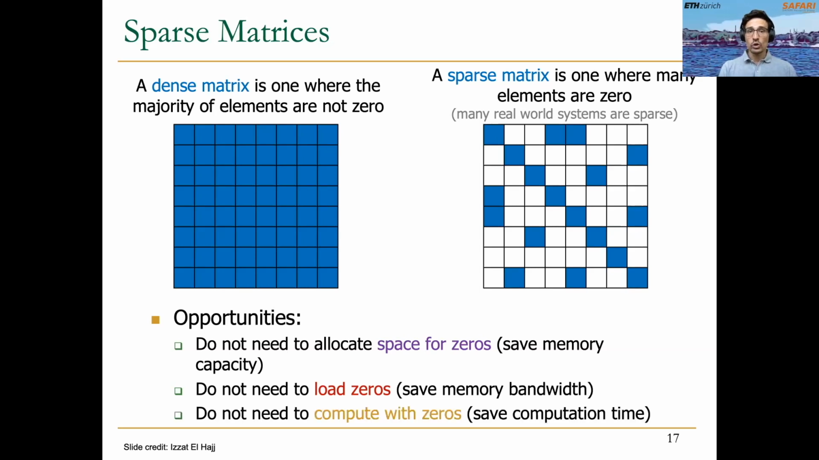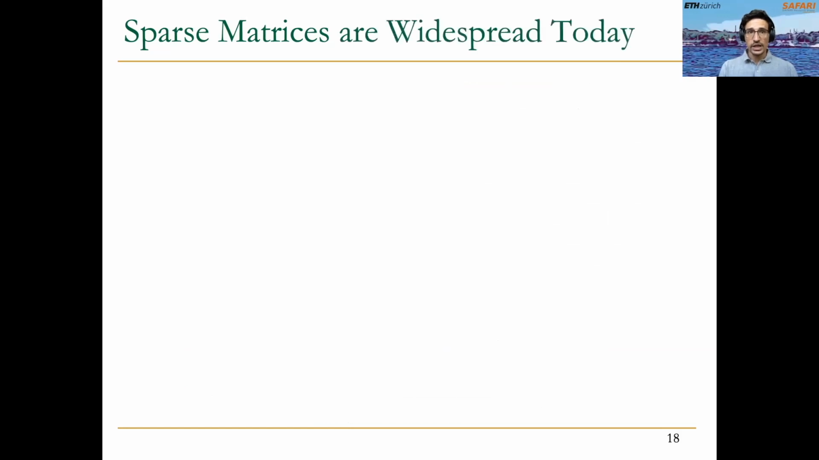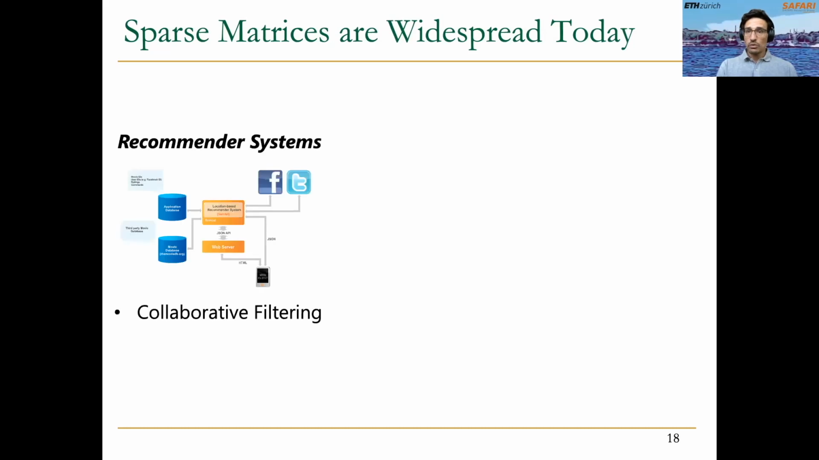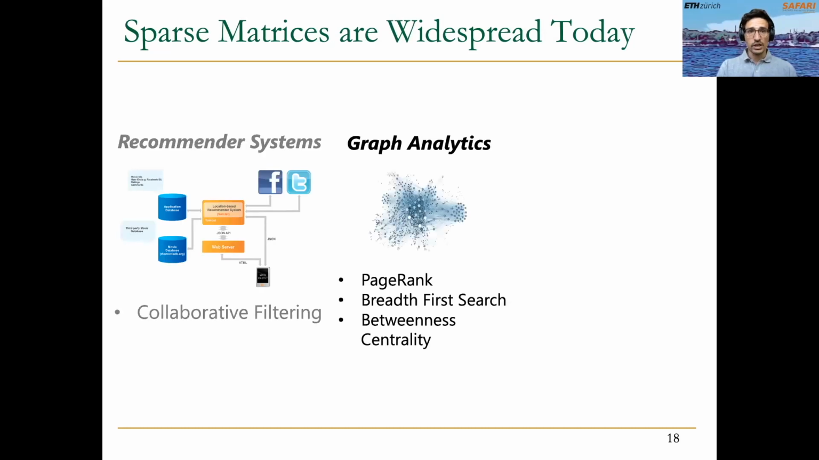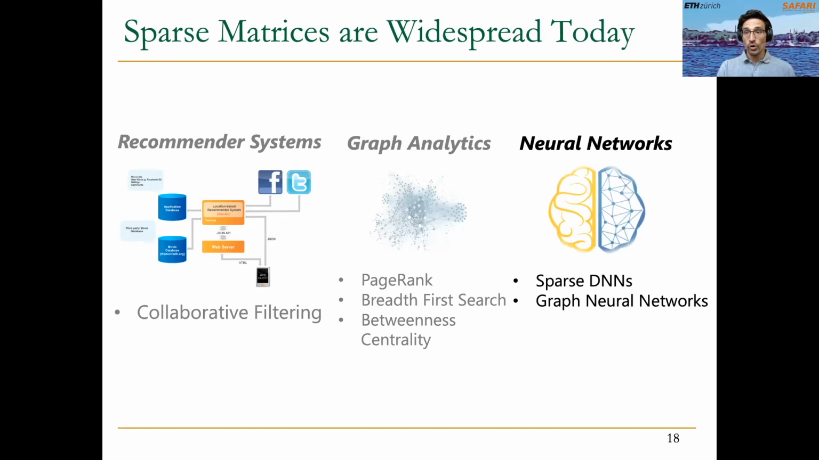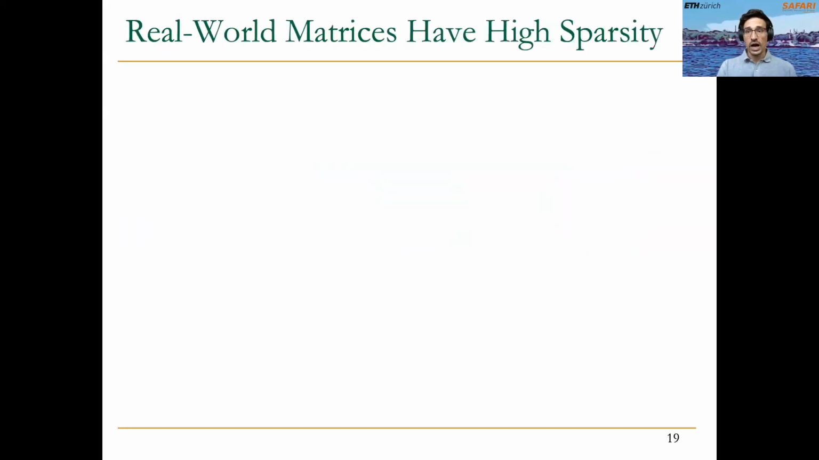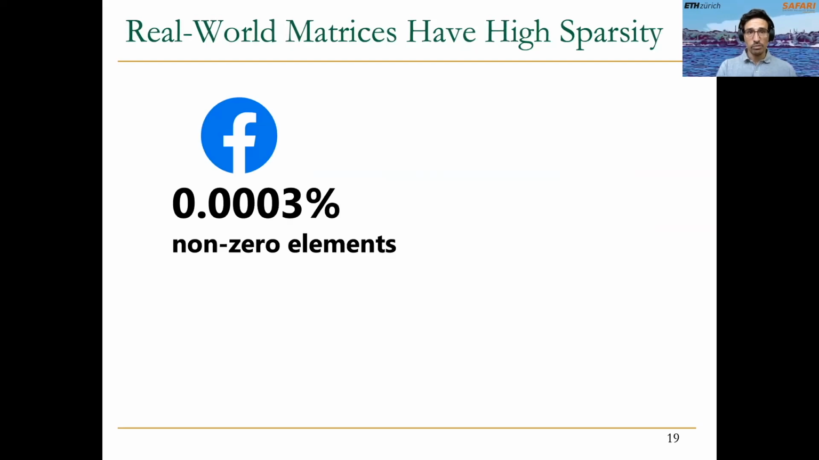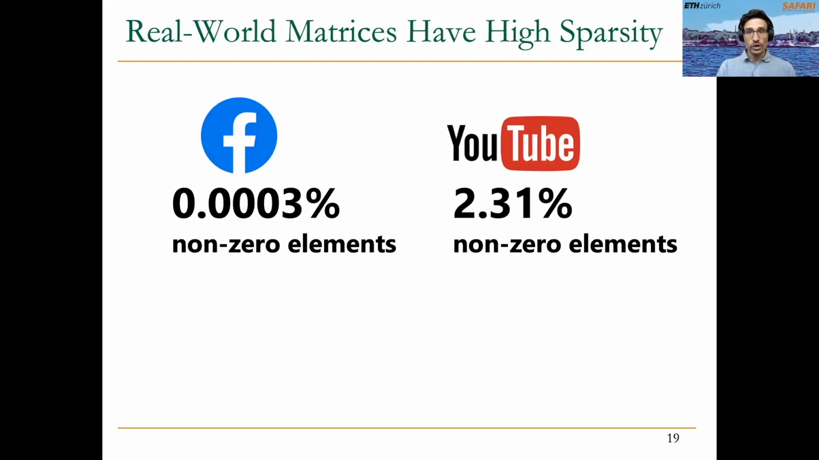And finally, we don't need to compute with zeros because if it's an addition, the result will be the same as the other summand. If it's a multiplication, the result will be zero. So by knowing that, we can also save computation time. And as I said, sparse matrices are widely used. They are widespread today. We can find them in recommender systems. We can find them in graph analytics or in neural networks. And real-world matrices are highly sparse. This is an example from Facebook or from YouTube.